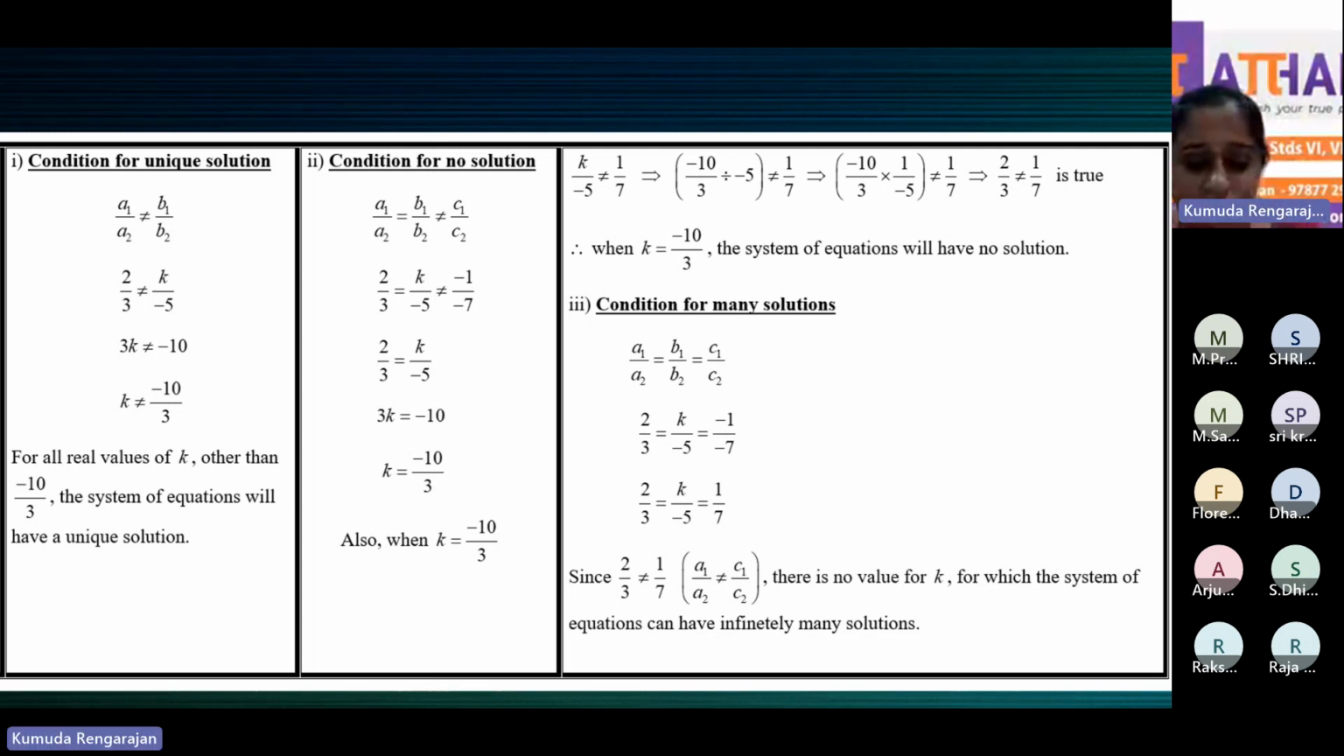Is that fine, children? You can take a screenshot just in case you have made some mistakes and you have to correct it. Take a picture.